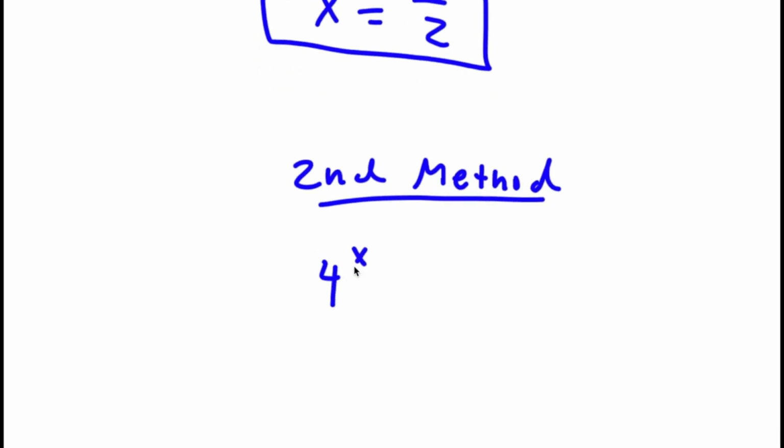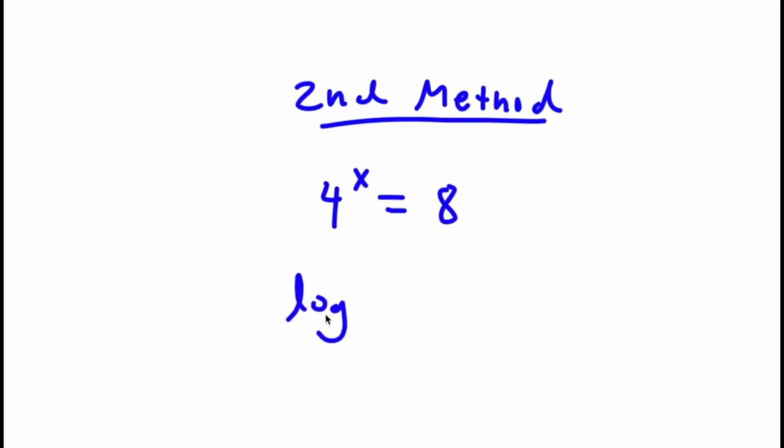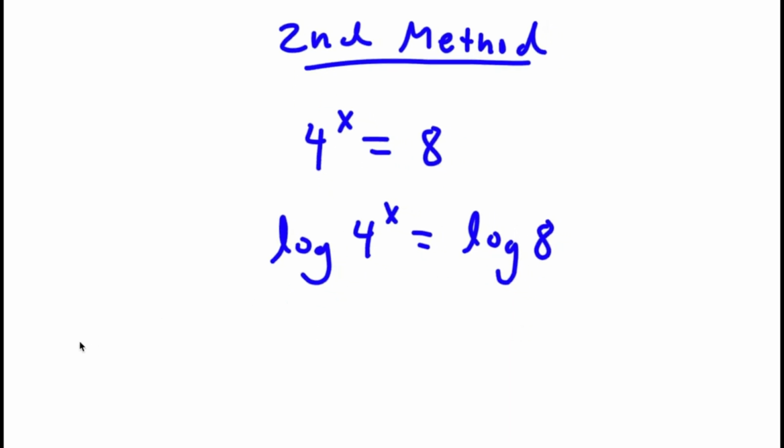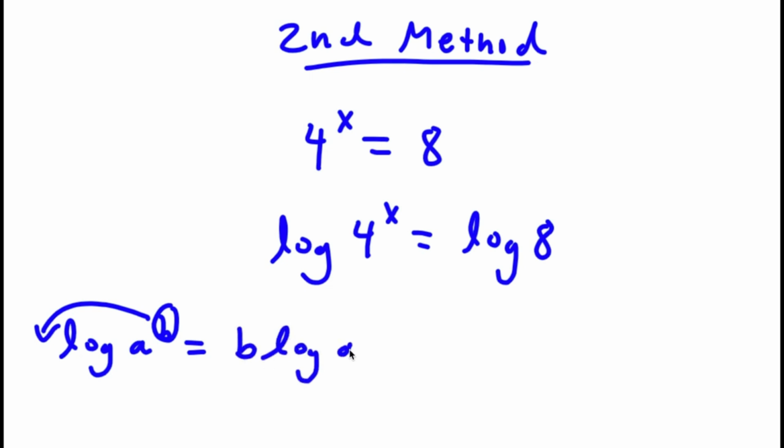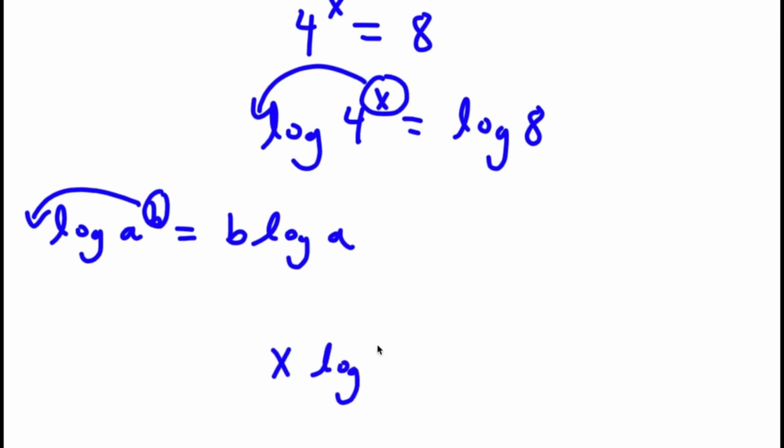So again, I first start with 4 to the power of x is equal to 8. But this time, I'm going to take the log on both sides. So now I have log 4 to the power of x is equal to log 8. Now, if I have something in the form log a to the power of b, I can actually move this exponent b to the front. So this is going to equal b times log a. So in this case, for log 4 to the power of x, I can move x to the front. So that's going to equal x times log 4, which is equal to log 8.